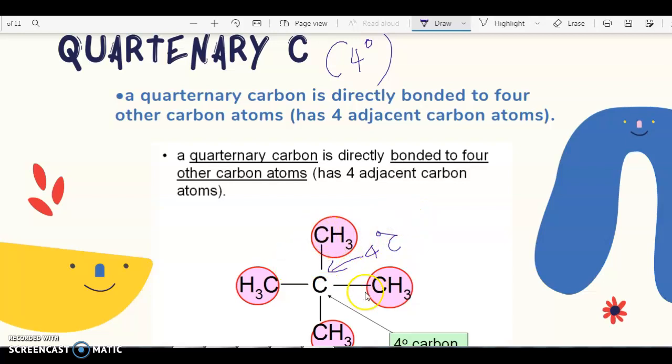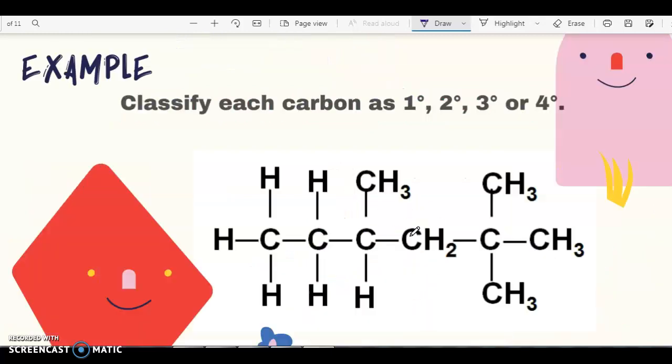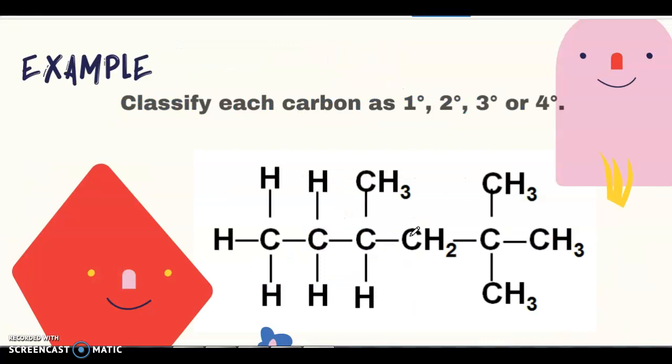Okay, but we also have another 4 carbons here. So these 4 carbons are CH3 carbons. So they are primary carbon, primary carbon, primary carbon, primary carbon, and all of these hydrogens are primary hydrogen as well, since they are bonded to primary carbon. Okay, so let's look at an example.